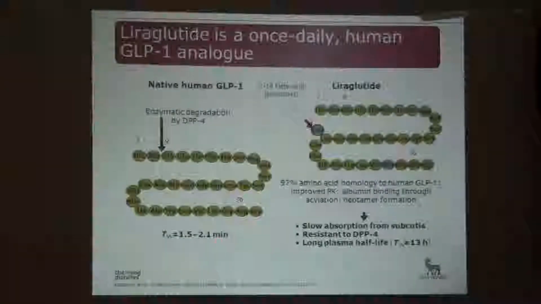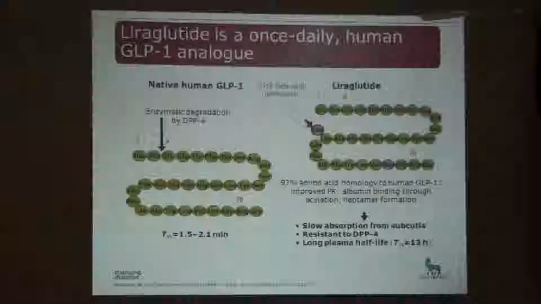This is the structure of native GLP-1, that is your endogenous GLP-1, which is present in the body. And this is liraglutide. Two structural modifications have been made. As you can see over here, in the 34th position, lysine has been replaced by arginine, and we have added a glutamic acid and a C16 fatty acid palmitoyl chain over here, which is not added over here, to make it resistant to DPP-4 in the body. So these changes make it not only resistant to DPP-4, it increases the half-life from 1.5 to 2 minutes to 13 hours.